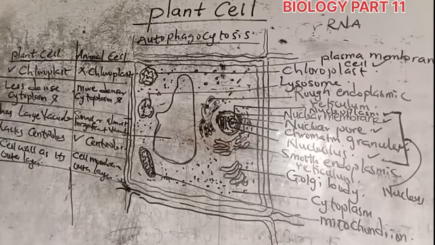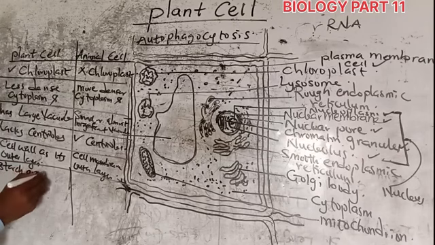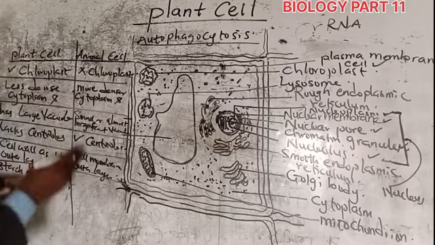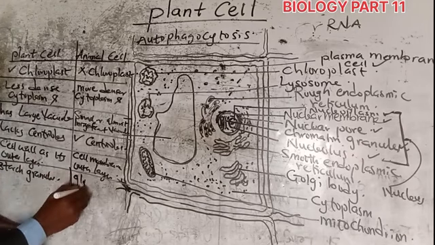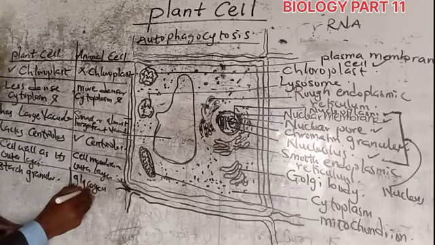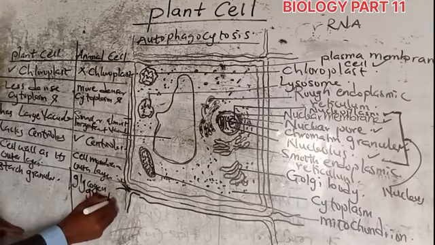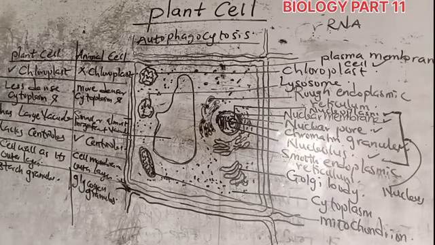Number six difference that you can see is that plant cells have the presence of starch granules. But in animal cell, you have the presence of glycogen granules. How many have I given you? Six.